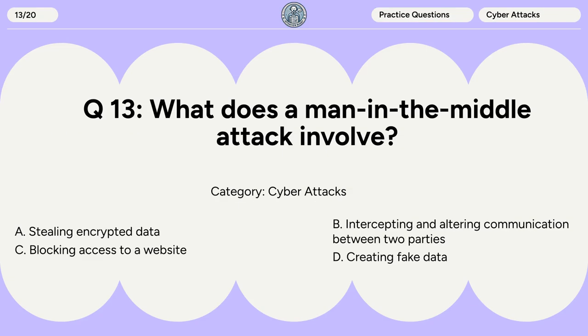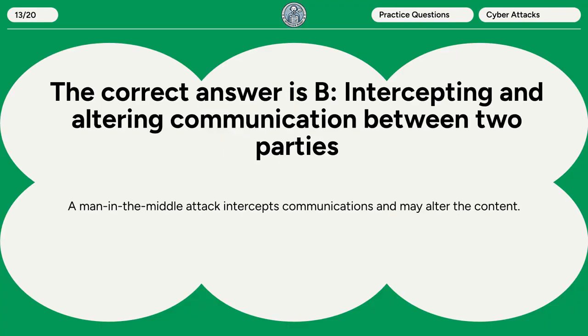Question 13. What does a man-in-the-middle attack involve? A. Stealing encrypted data. B. Intercepting and altering communication between two parties. C. Blocking access to a website. D. Creating fake data. The correct answer is B. Intercepting and altering communication between two parties. A man-in-the-middle attack intercepts communications and may alter the content.